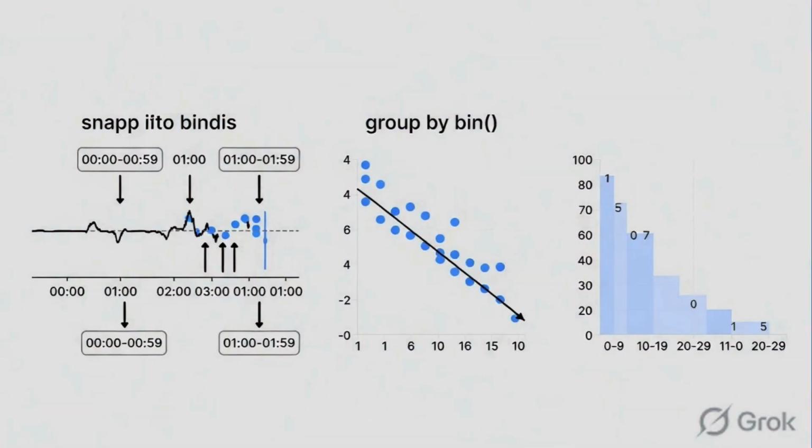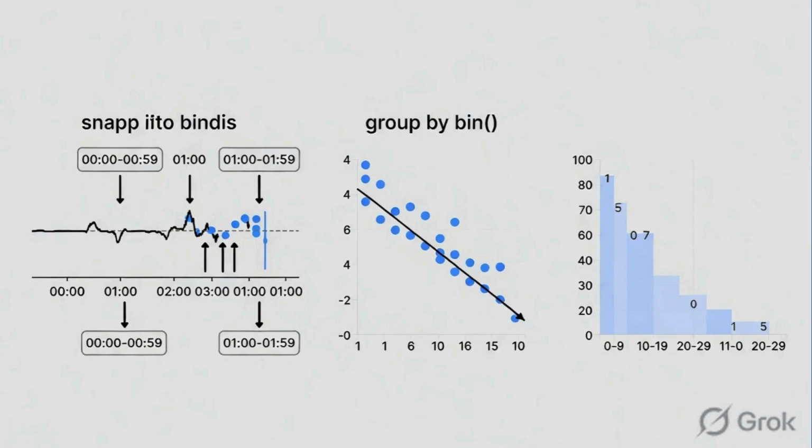Look at this 3-part diagram. It shows exactly why binning is so powerful in KQL. On the left, a continuous timeline, raw timestamps scattered everywhere. See the arrows snapping each point down to the nearest bin start, 0:00, 1 o'clock, 2 o'clock. That's bin, flooring every event to the beginning of its time window. No more infinite unique timestamps.